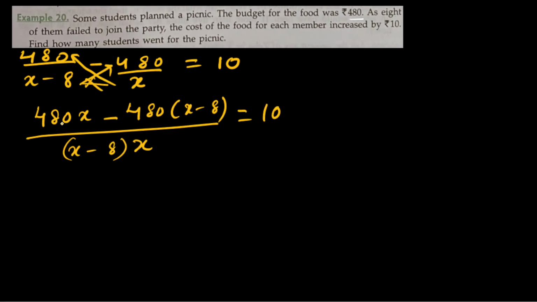Now we can just simplify this thing. So 480x minus, this multiplication we have to do. So 480 into x is 480x. Here, whenever a minus sign is outside the bracket, we have to change the inner signs because of minus multiplication. So this minus will become plus. So 480 into 8 we can multiply.